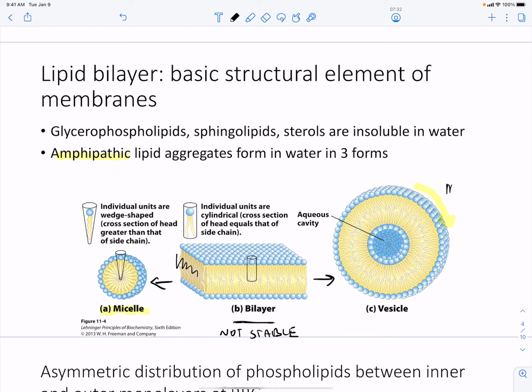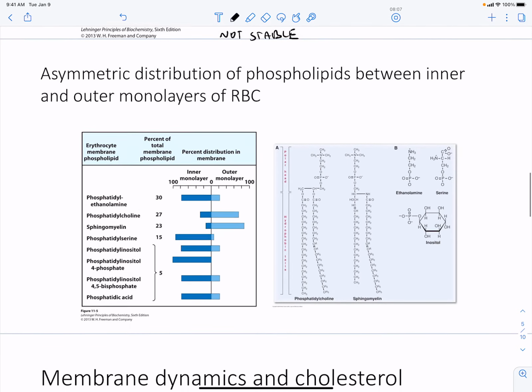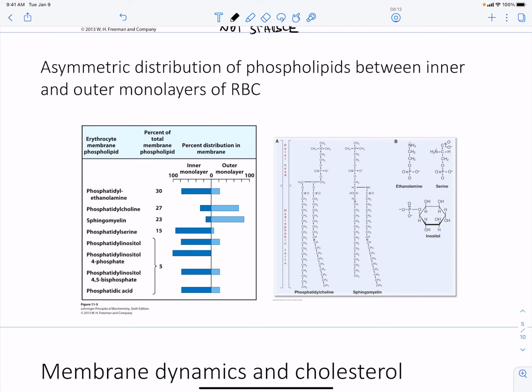They have maximal stability in aqueous environments, and they also create a separate aqueous environment in the center. And so this is basically what our cells are. Our cells are a lipid bilayer that created an aqueous cavity, which we just filled up with organelles. Sometimes organelles have lipid bilayers, and then they fill their aqueous center with things as well.